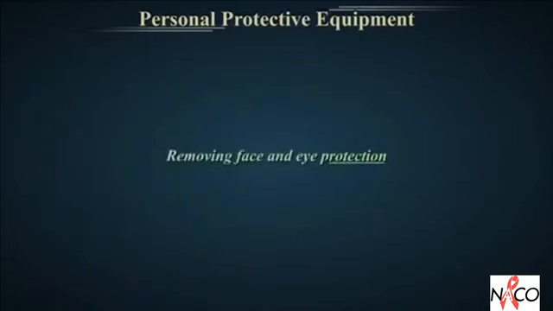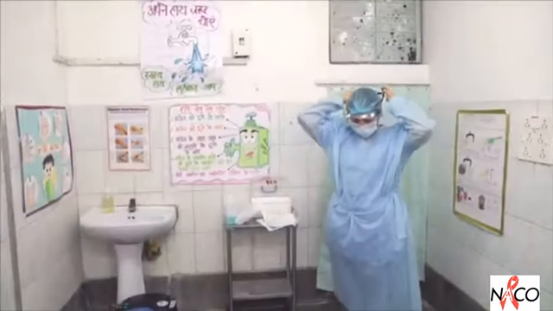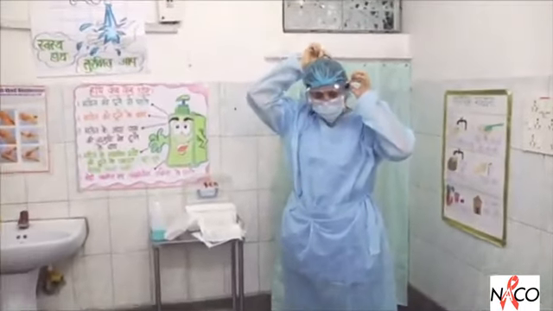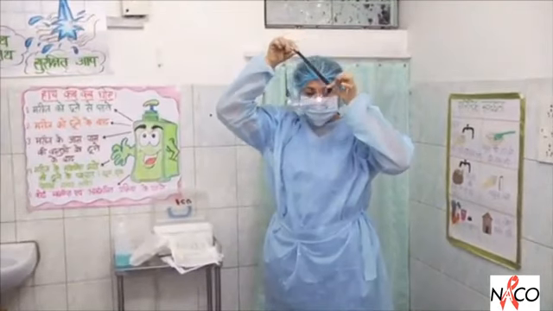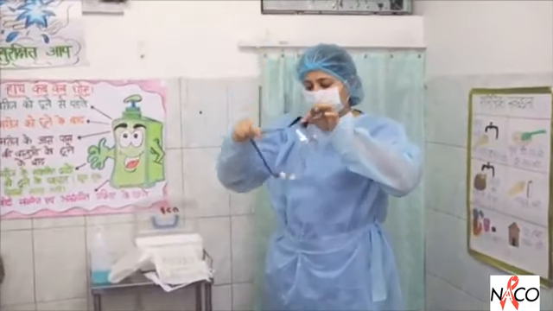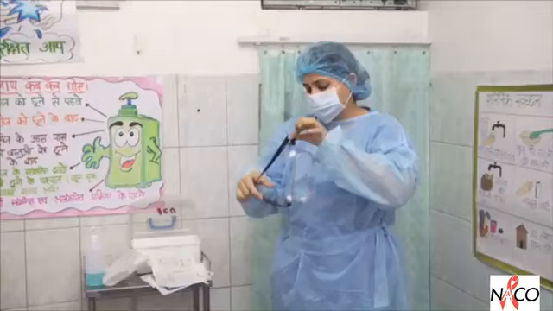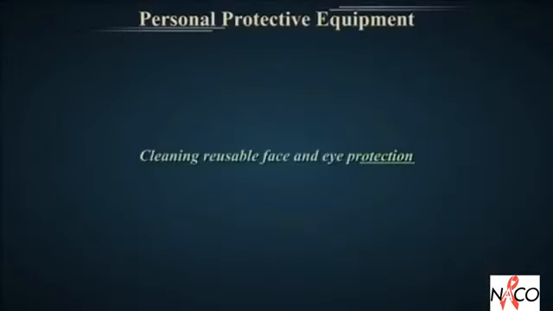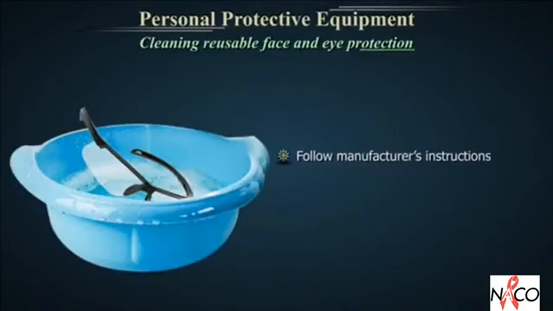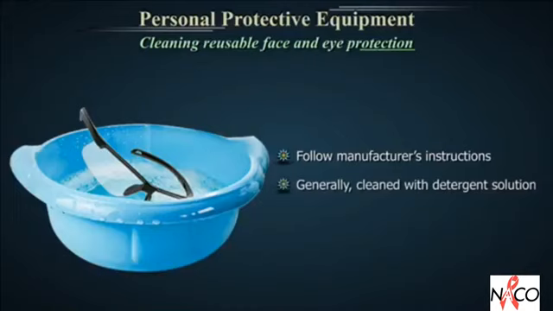Removing face and eye protection. Remove eye protection gear only after gloves have been removed. Do not touch the front of a mask, protective eyewear or face shield because it is contaminated. The ties, earpieces, and headband are relatively clean and can be touched with bare hands. Cleaning reusable face and eye protection. Follow manufacturer's instructions. Generally clean with a detergent solution. Completely dry them before storage.